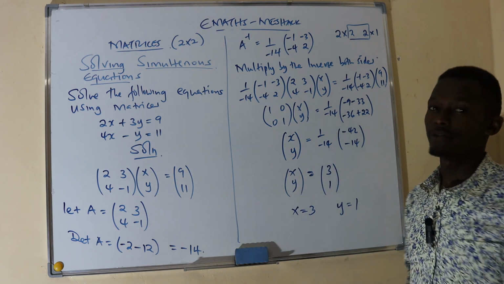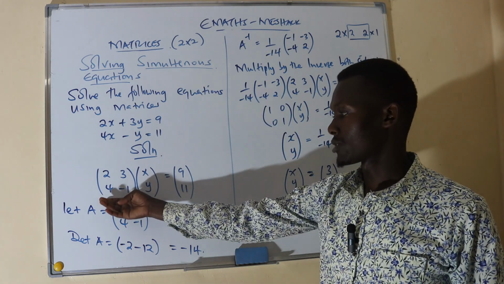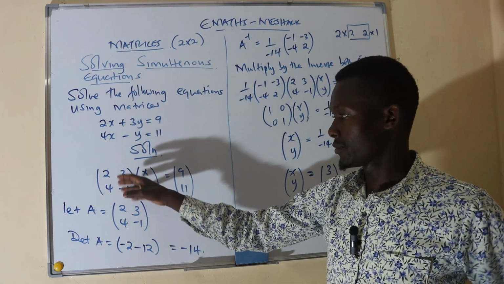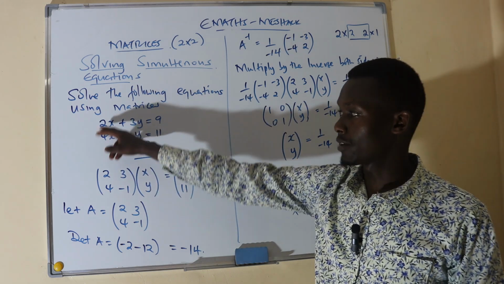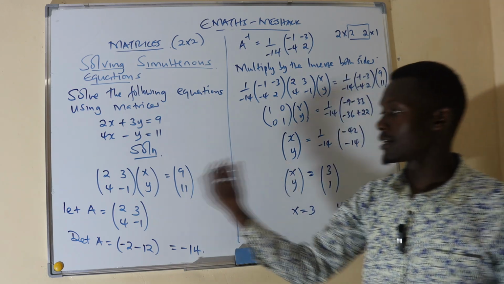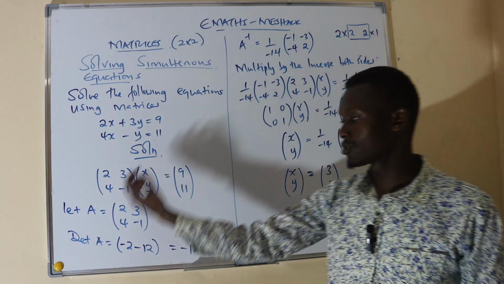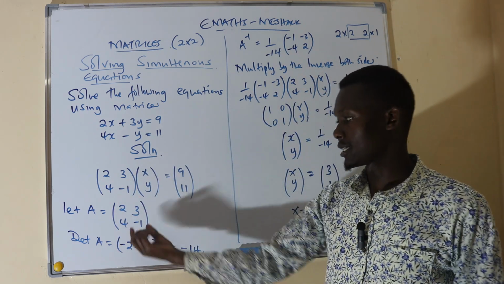Now, we have steps on how you're supposed to solve. So 1, extract your constant values here. So we have 2, 4, 3, and negative 1, and x, y. The next step is find the inverse of this matrix. So you find the inverse of the matrix that you let it to be, just give it a name, all right? Just give it a name.